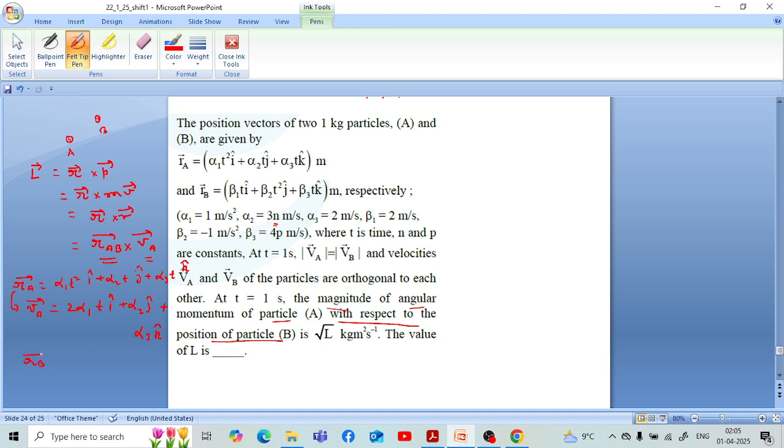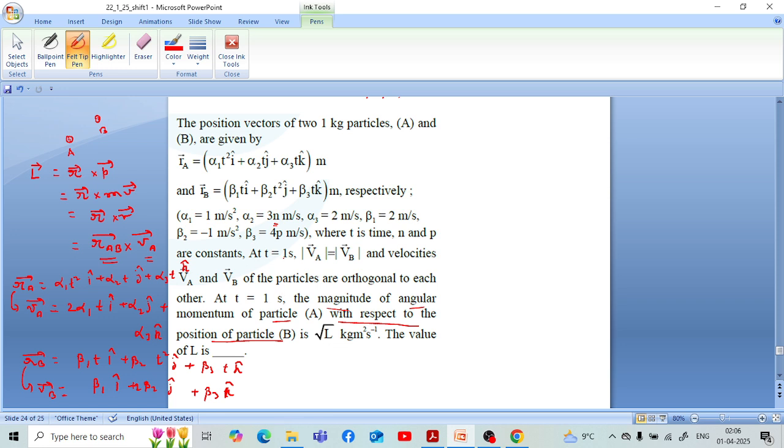Similarly, Rb is given as beta 1 t i cap plus beta 2 t square j cap plus beta 3 t k cap. To calculate the velocity of particle B, we have to differentiate the above equation. So, Vb becomes beta 1 i cap plus 2 beta 2 t j cap plus beta 3 k cap. This is the velocity.